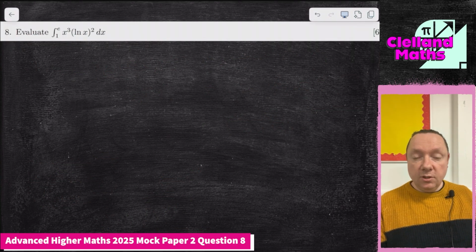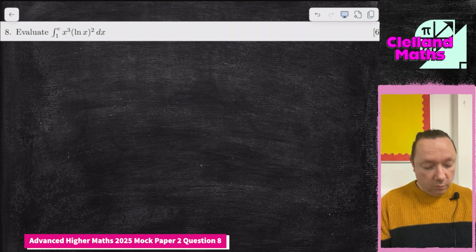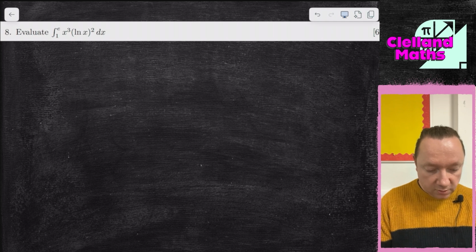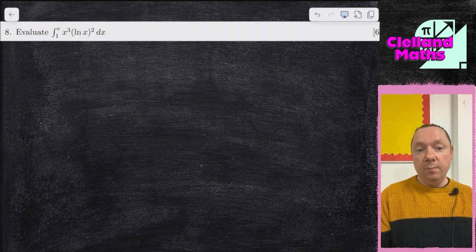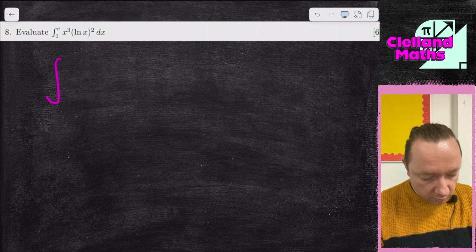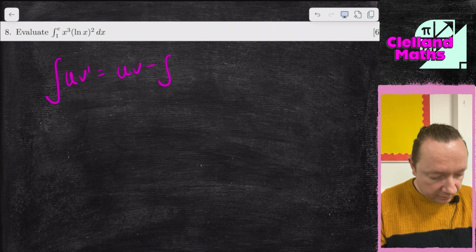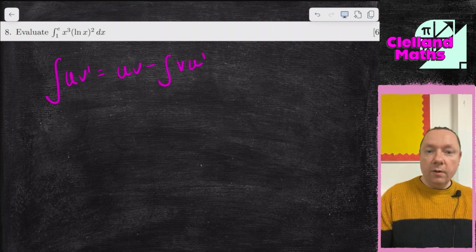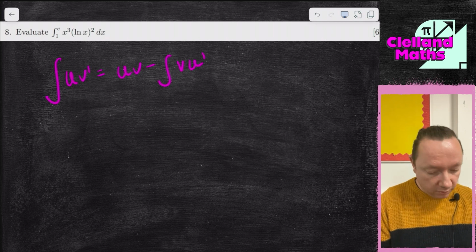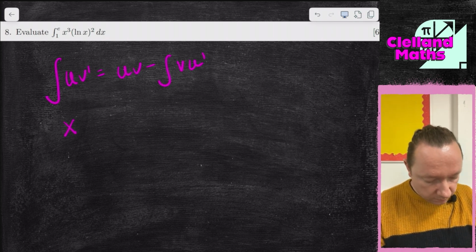Advanced Higher Maths 2025 mock paper 2 question 8: integrate, or evaluate, the integral from 1 to e of x cubed log of x squared. So this is like a product, so it must be integration by parts. So what's integration by parts? Integration by parts is when you've got the integral of uv dash equals uv minus the integral of v u dash. So you let one of them be u and one of them be v dash, and then you integrate one and differentiate the other. So we've got x cubed log of x squared.